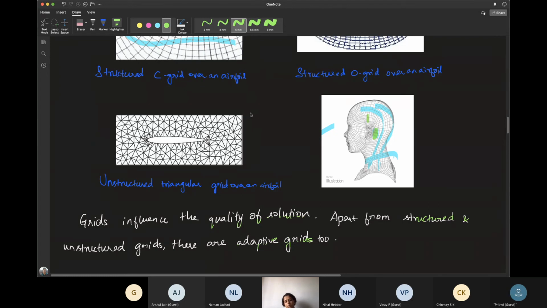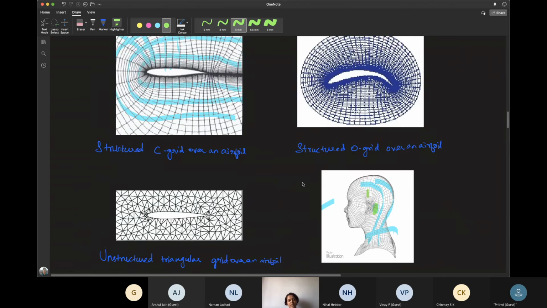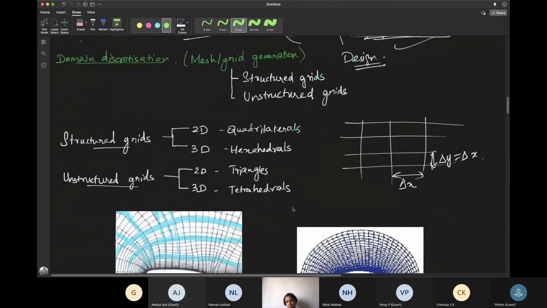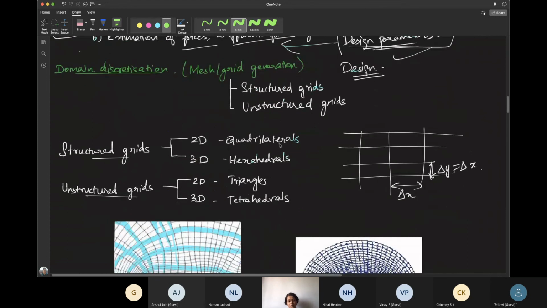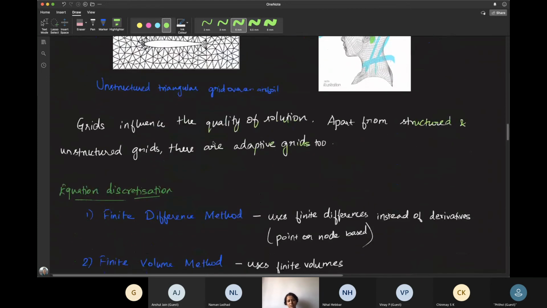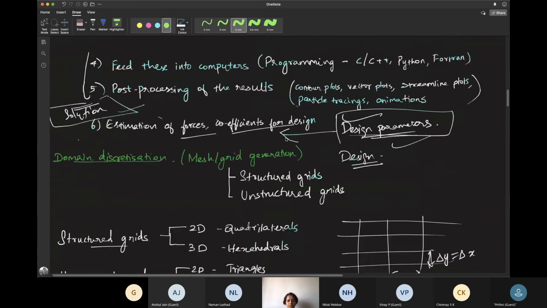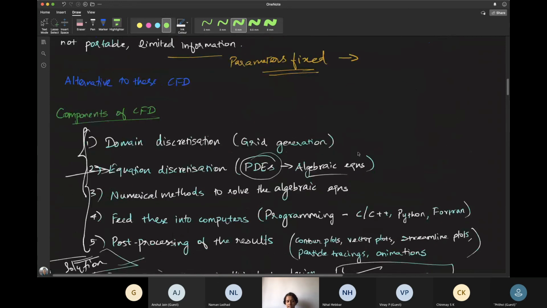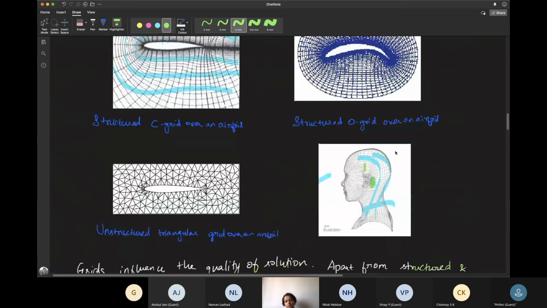So that way you can make your grid change over time. I mean, in different regions of the space, you can have different types of grid, and it can also change over time. That's known as adaptive grids. So, in fact, grid generation itself can be taken as one full course. I have not gone through grid generation properly. My area of concern is equation discretization and numerical methods only.